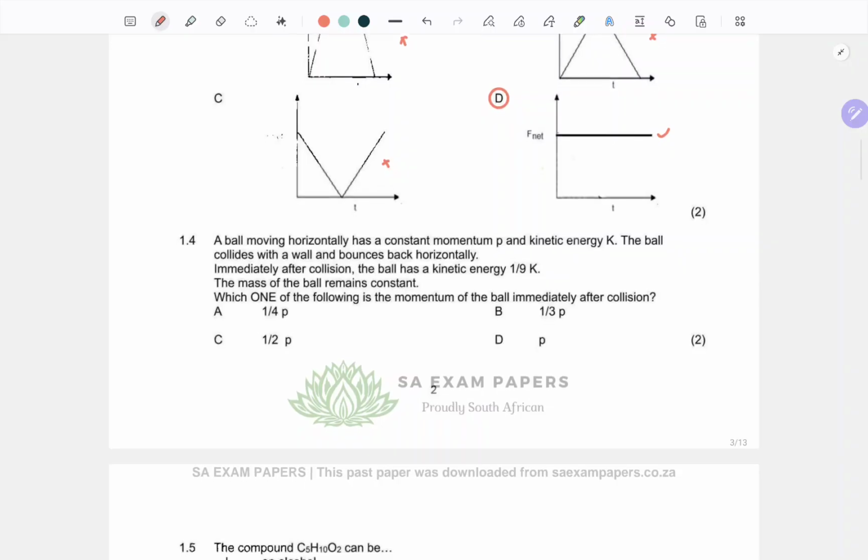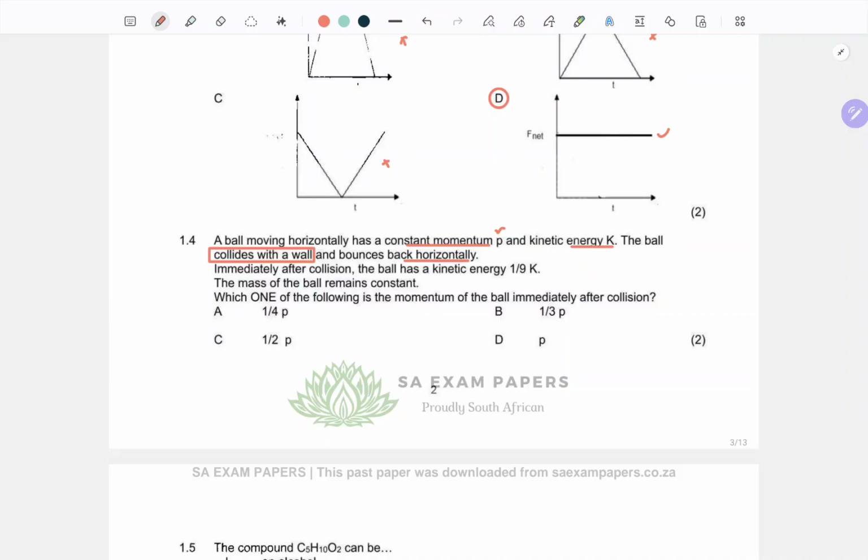Now, a ball moving horizontally at a constant momentum, P. Now we know that if momentum does not change, this object is moving at constant velocity and kinetic energy K. Now the ball collides with a wall. If there's a collision, there's going to be an impulse moment, isn't it? Yebo. And bounces back horizontally. Can you see there has been a change in the momentum of this object because it has changed direction.